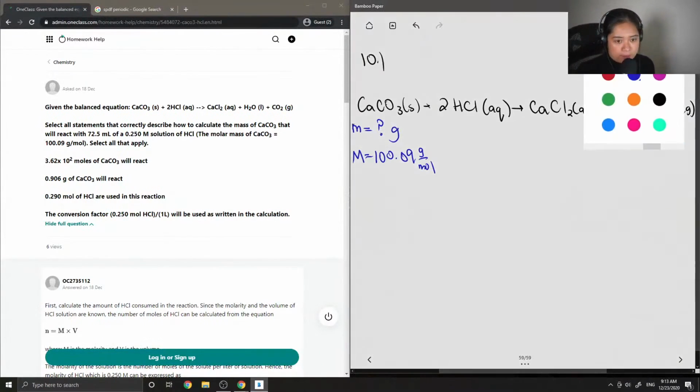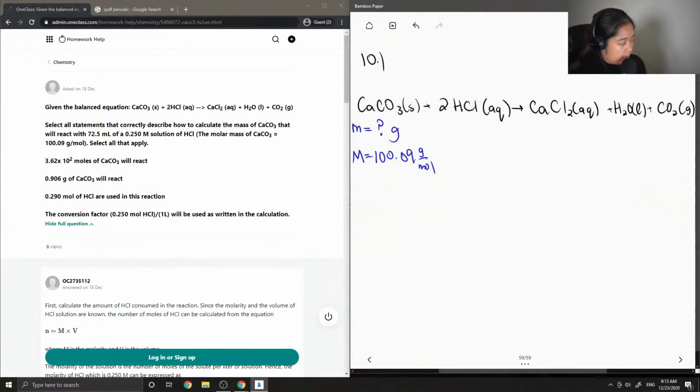In the case of hydrochloric acid, they give us the volume, which is 72.5 milliliters. But I'll convert it to liters so that everything is in the same units. And they gave us the concentration of this solution as well, which is 0.25, and then capital M is the same as moles per liter. Okay, so that's everything we know so far.